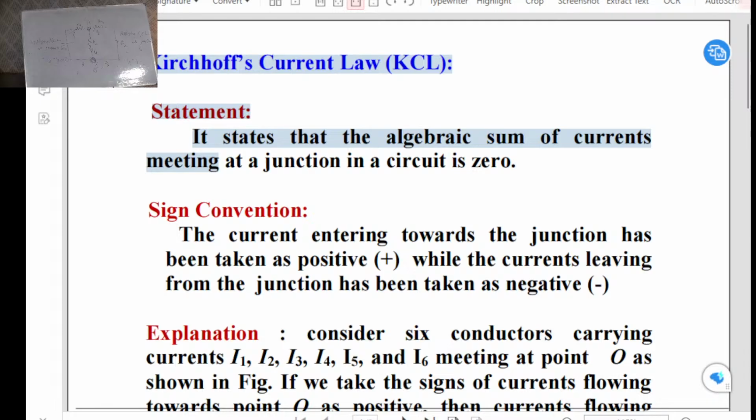Algebraic means we have to clear the sign, plus or minus. That's why we get the sign convention. Toward the junction is taken as positive, away from the junction is taken as negative as per Indian textbooks. Clear? Next one: how to write the explanation.